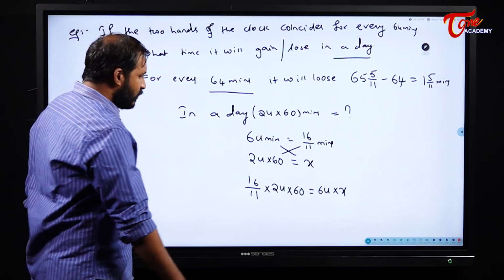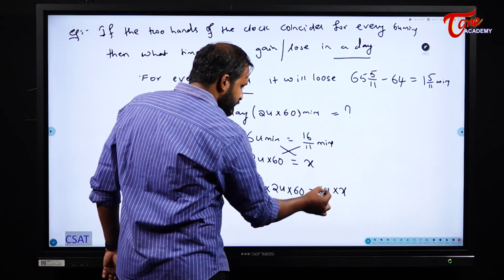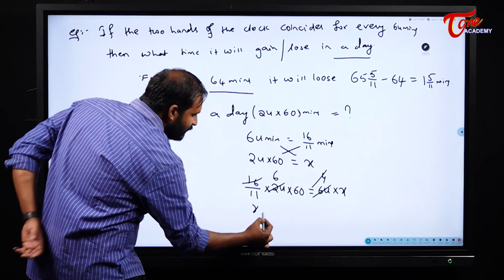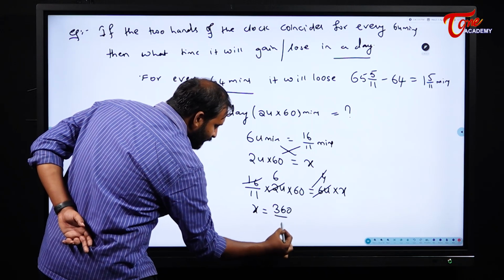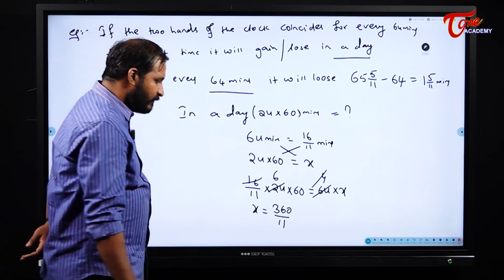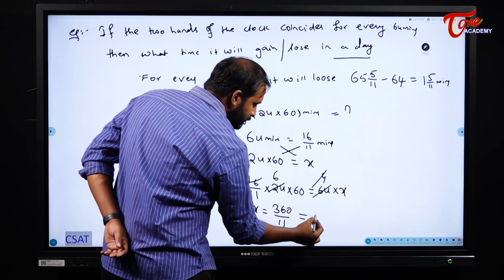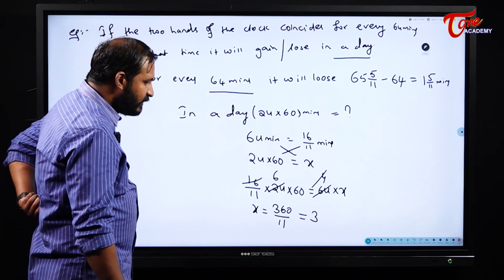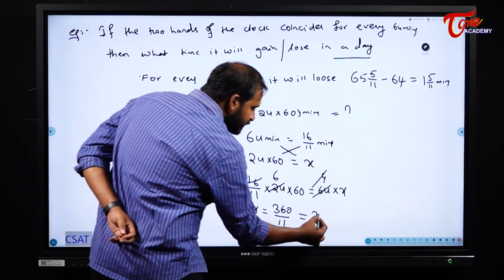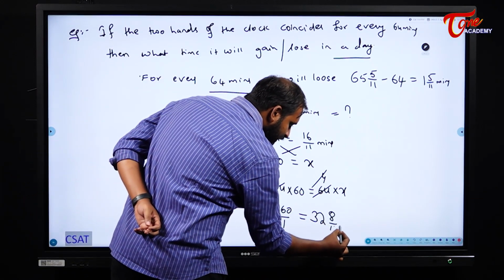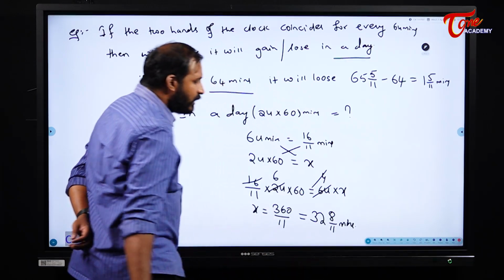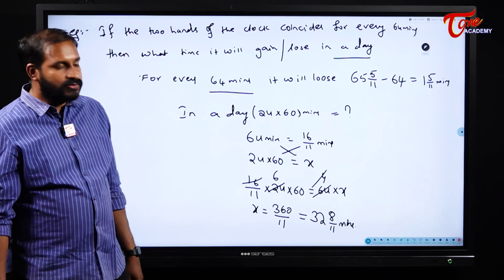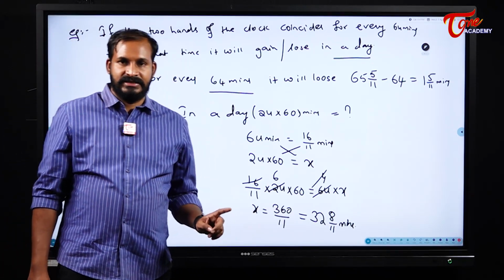Now what happens here? 16 ones are 16, 16 fours are 64, 4 ones are 4, 4 sixes are 24. So what is the x value I will get overall? 360/11. When I solve this, what will I get? 3 times 11 is 33, so I will be left with 30. 2 times 11 is 22, leaving 8/11 minutes. That means in a day, it will lose 32 8/11 minutes.